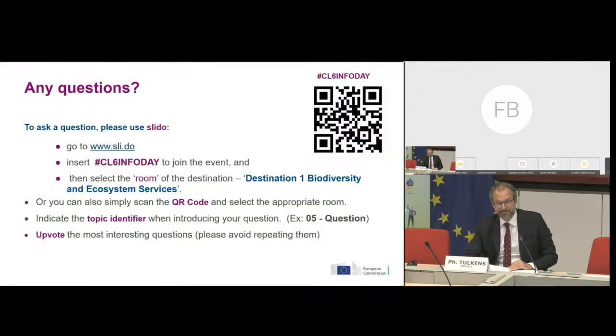Next slide, please. So these are the instructions for Slido. You can go to www.slido. I'm sure you're used to this, as you probably followed the previous sessions a few months ago. You can insert the hashtag CL6InfoDay to join the event, and then you can select the room of the destination one, Biodiversity and Ecosystem Services. You can also simply scan the QR code and select the appropriate room. I hope this is easy for you and that it is not going too fast.